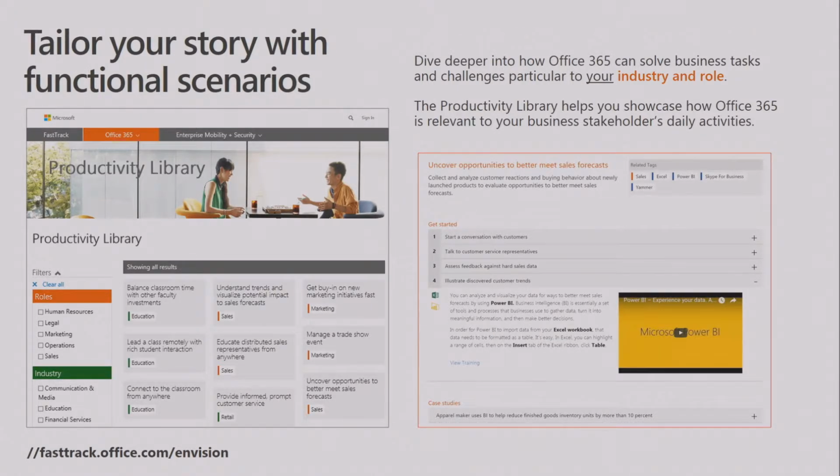So the productivity library that you can find on our website has all of these Office 365 scenarios in a way that is written in end user language. And again, you have the collateral attached. So if you say, you know what, these two use cases are things I want to focus on, you can go and get the collateral, use it, and you don't have to invest a lot in creating that content and digitizing it.